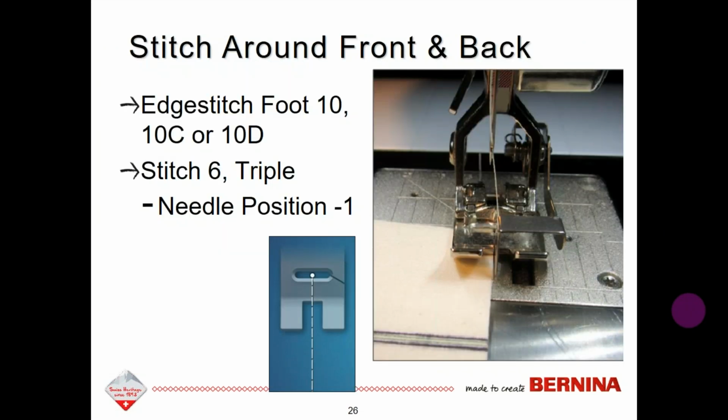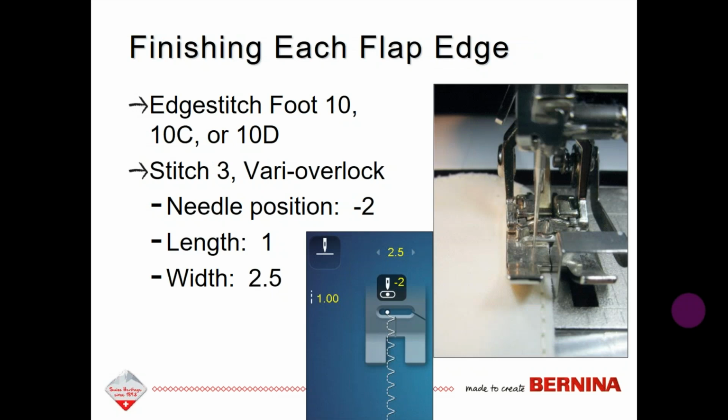I used an edge stitch foot with a triple stitch, which is stitch 6 in -1 needle position, to stitch around all the edges. And then I finished each of the flap edges with the edge stitch foot, stitch number 3, which is the very overlock stitch, needle position of -2. I changed the length to 1 and the width to 2.5. All this information is going to be on the PDF of the presentation, so you don't need to take notes on this. You'll have it on that PDF.